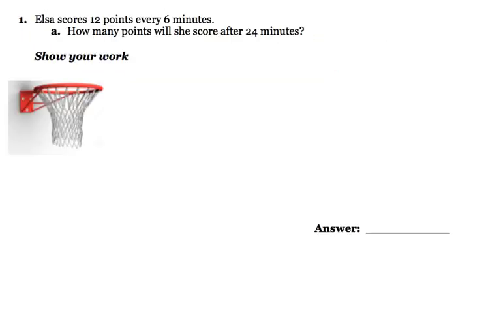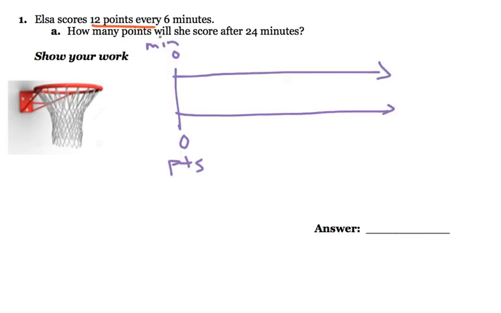All right, on to ratios on the back. Elsa scores 12 points every 6 minutes. How many points will she score after 24 minutes? So we have this ratio of 12 points for every 6 minutes. And I'm going to put that onto a double number line. 6 minutes, 12 points. And I want to scale this up to 24 on the minute side.